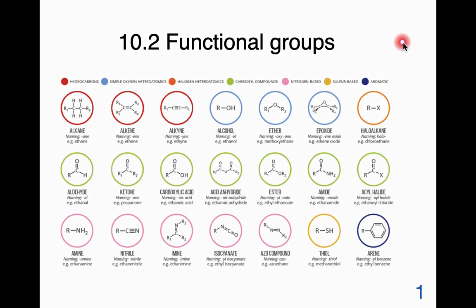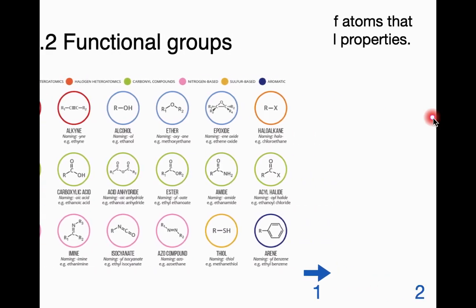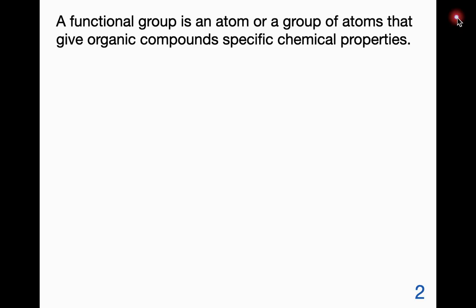Section 10.2, functional groups. Now this will be where we have organic compounds with other atoms besides hydrogen bonded to the carbon chain. And what you're looking at here are quite a few of the various functional groups that we'll be talking about. We'll not hit all of these, but many of them. A functional group is an atom or a group of atoms that give organic compounds specific chemical properties.